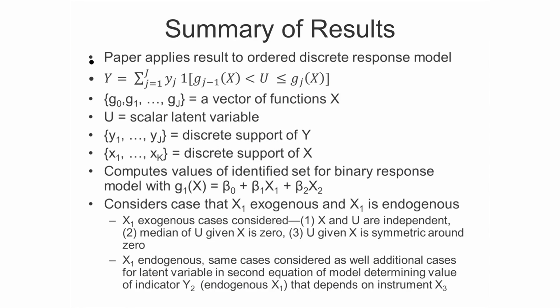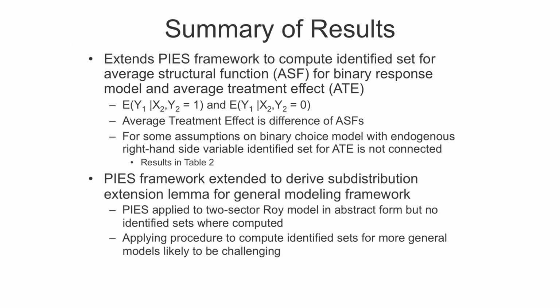This is the ordered discrete response model that he looked at. The cases he considered are when x and mu are independent, the median of mu given x is 0, and when mu is symmetric. He considered these same cases with endogeneity. For me, this was the meat of the contribution of the paper, which unfortunately got the last 5 minutes of his presentation. But going through and seeing how each of these different assumptions changed the identified set deserved a lot more discussion, particularly as it comes to the comments that I have about it.